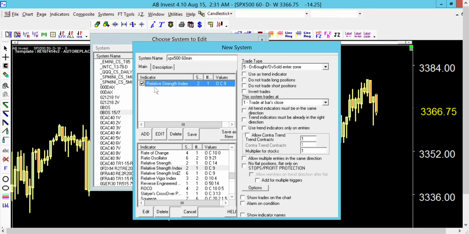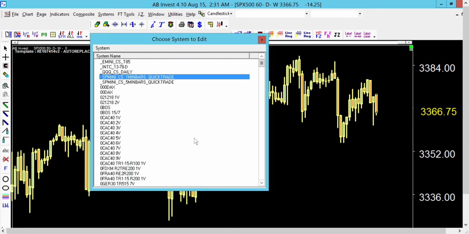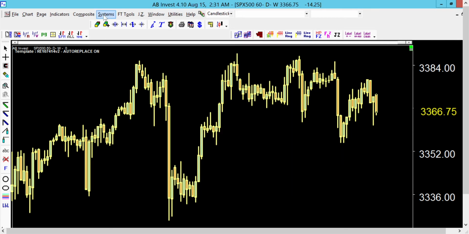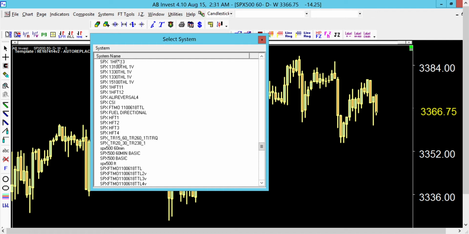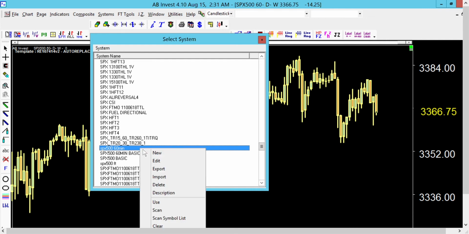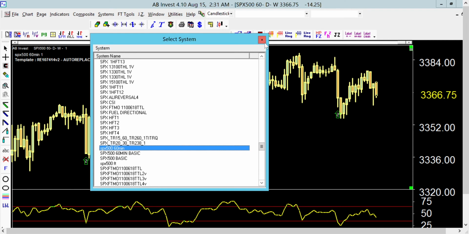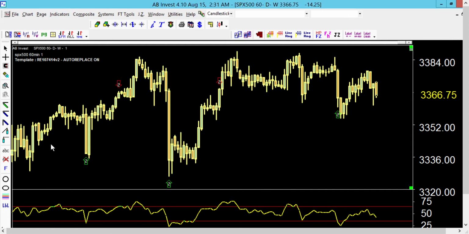I checked the little box on the left hand side of the indicator. Of course I want to show my trade zones on the chart. I want to alarm on condition, and I'm going to save this system right now. Again, from the system menu, let's find our created system, the S&P 500 60-minute system. So my system is on the chart right now, having some trades on it.